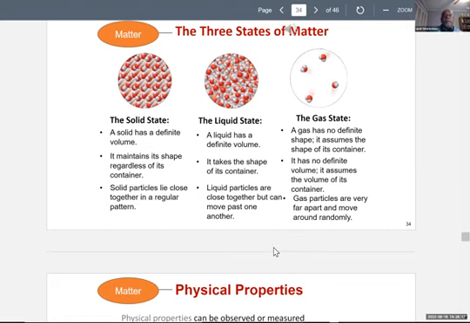Okay, in the solid state, there's a definite shape. It maintains the shape regardless of the container. Solid particles of water molecules are close together. They are strongly held. So that's the description of states.